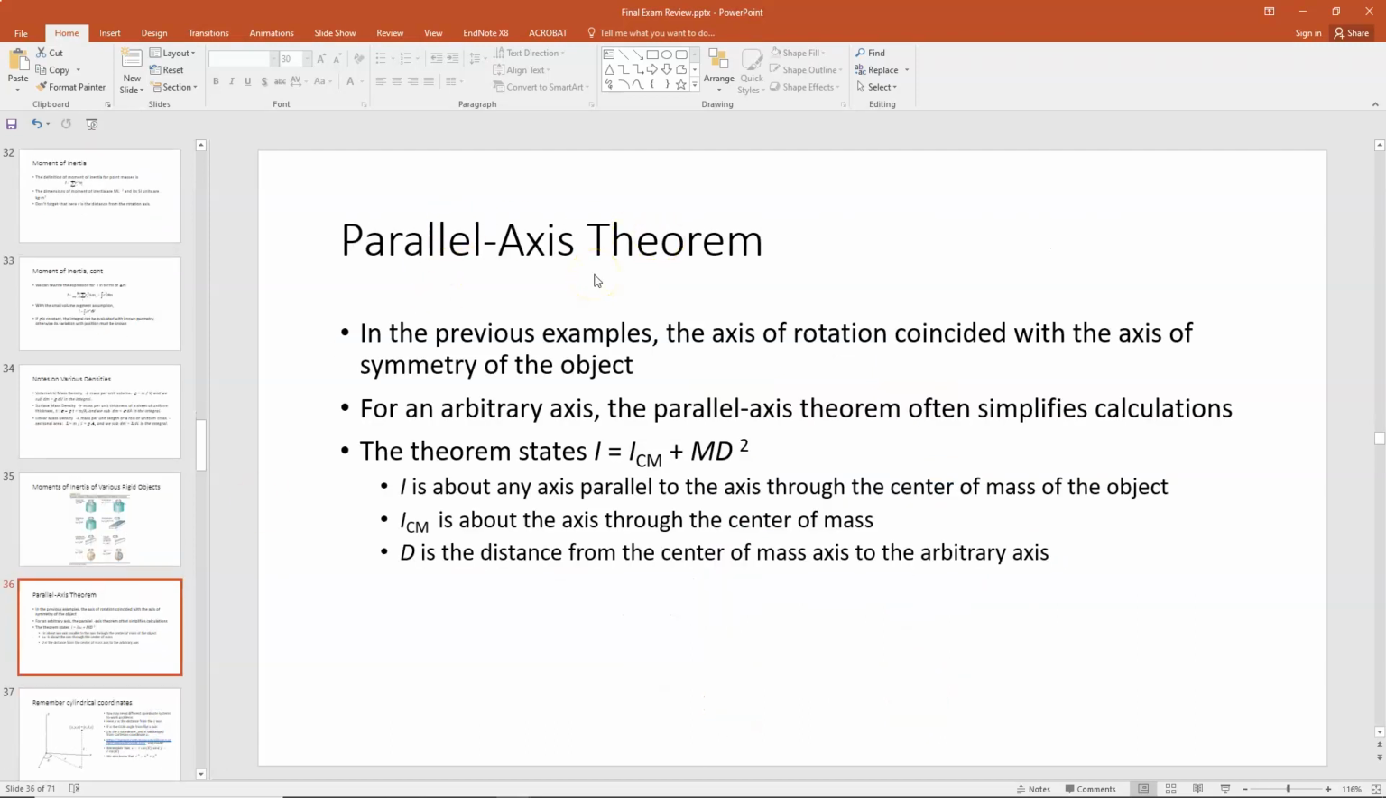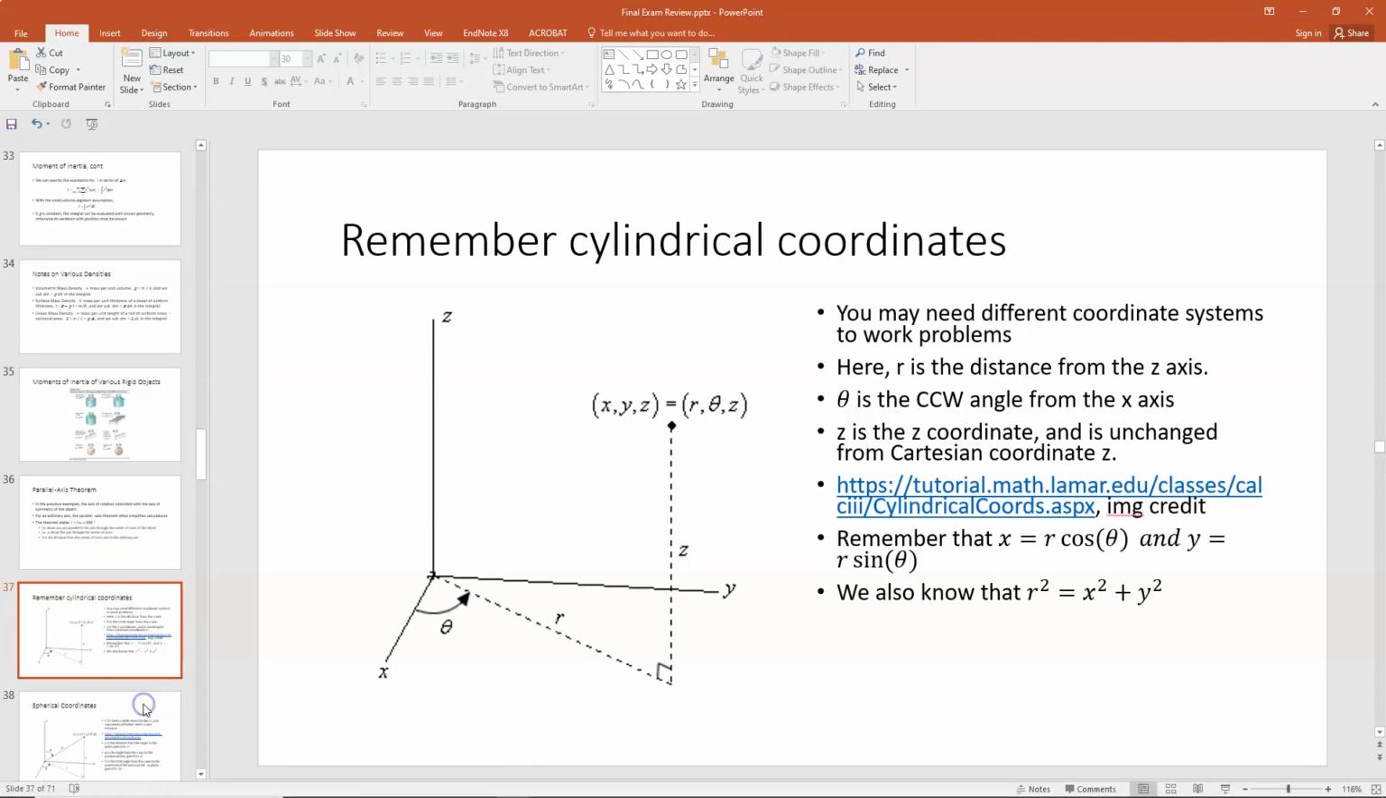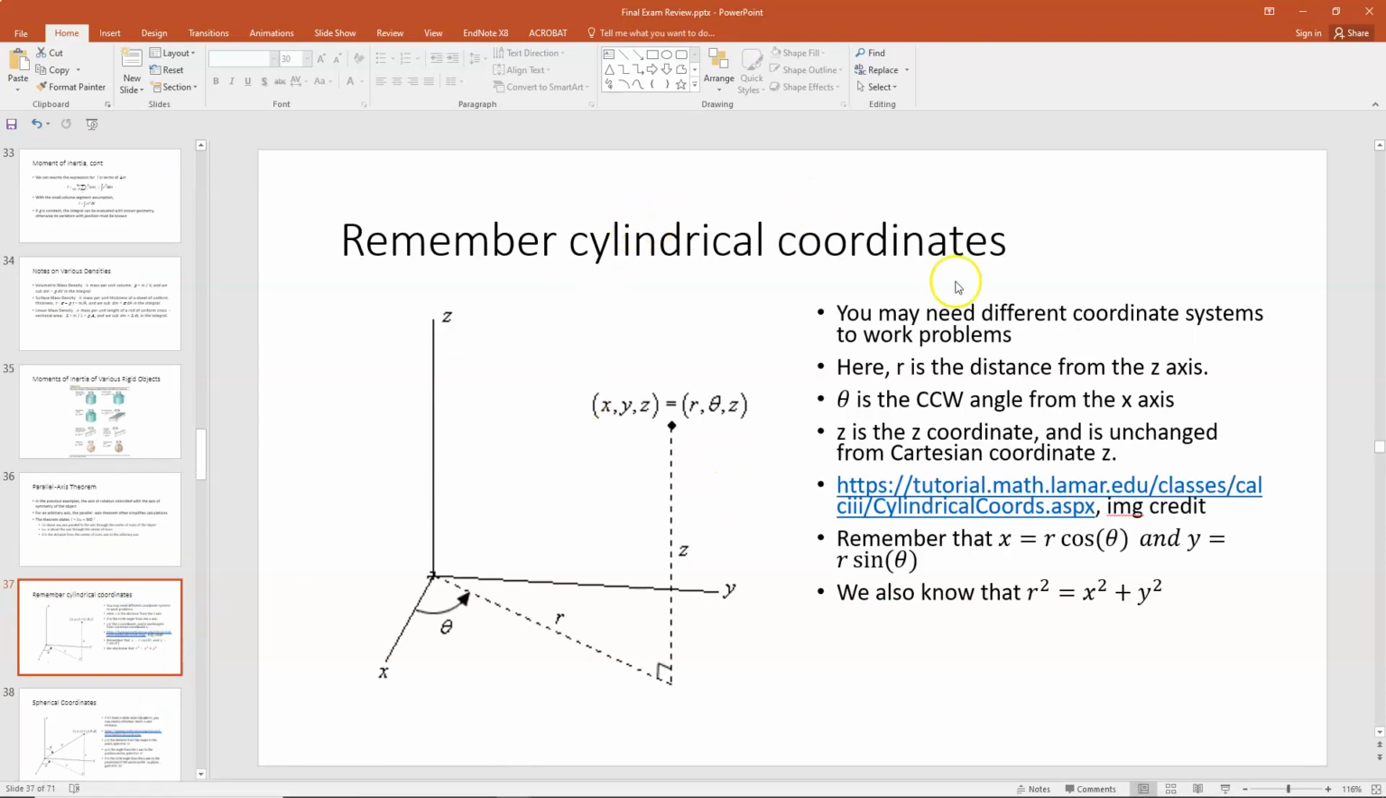Remember that if you're not rotating about one of the axes of symmetry, then you can use the parallel axis theorem, which states that your new moment of inertia will be the center of mass moment of inertia plus md squared, where m is the mass of the object and d is the distance from the center of mass axis to the arbitrary axis. We went over cylindrical coordinates.